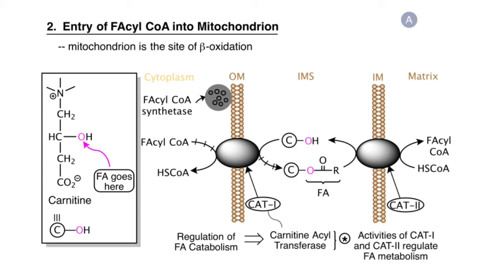This ester is delivered to CAT2, which is embedded in the inner membrane on the matrix side. CAT2 will then transfer the acyl functionality to a coenzyme A, restoring the fatty acyl coenzyme A molecule. Thus, CAT1 and CAT2, working in a concerted way, result in the effective transfer of a fatty acyl coenzyme A from the cytoplasm into the mitochondrial matrix, the site of beta oxidation, which will be our next step. Let's now look at panel B.